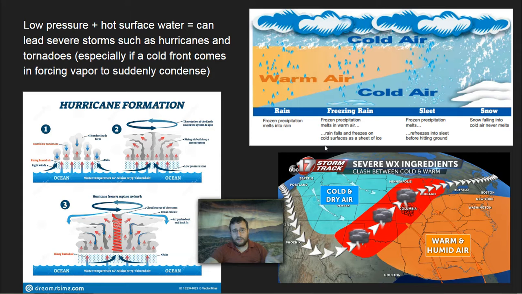Now, the size of the rain also has to do with the fronts. You're going to have lighter, thinner rain when warm fronts collide with cold fronts. When the cold front collides with the warm front, you're going to have more torrential, thicker rain because it's a lot of water condensing at once.